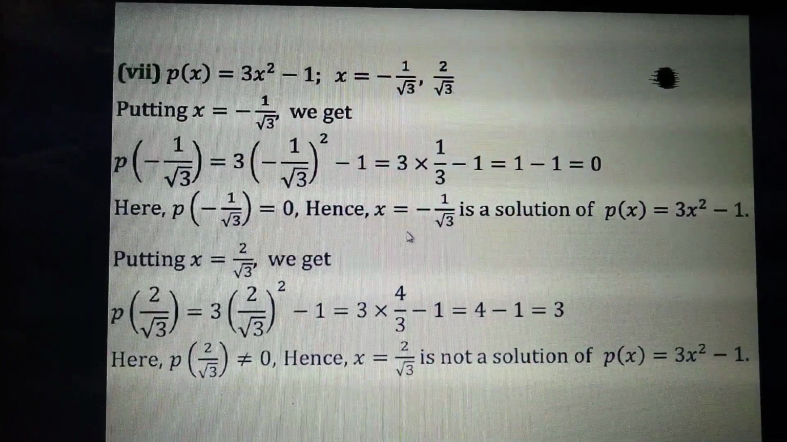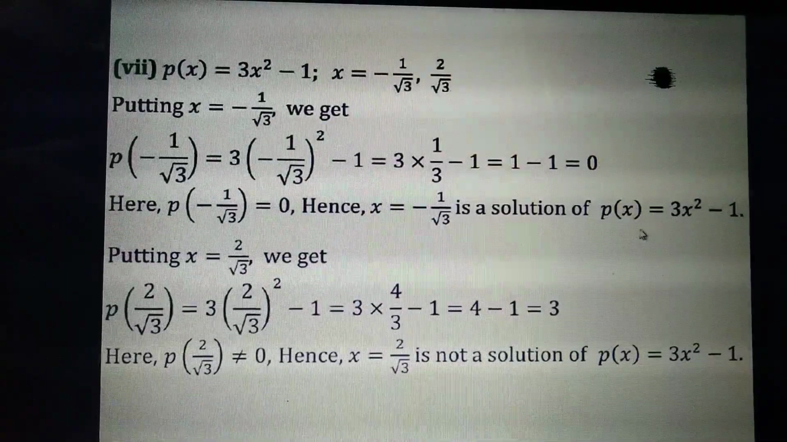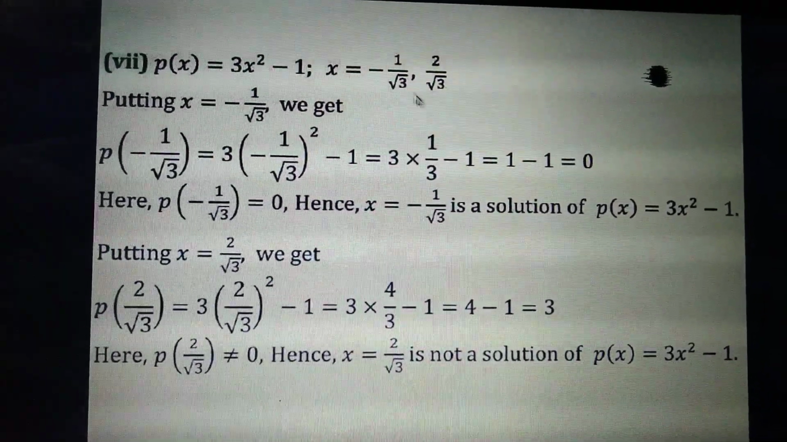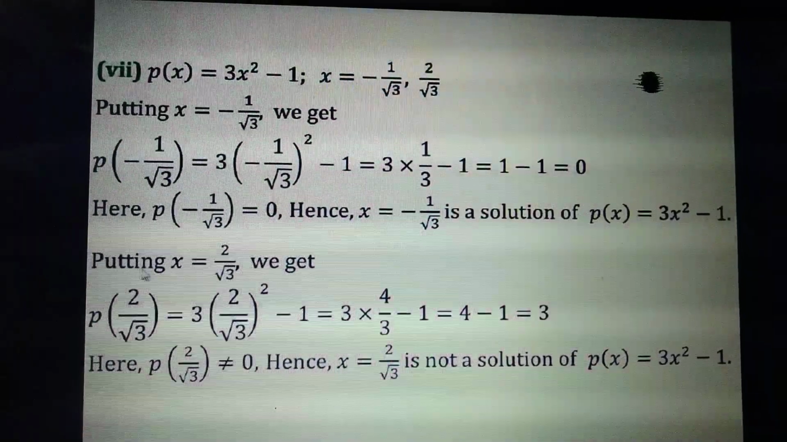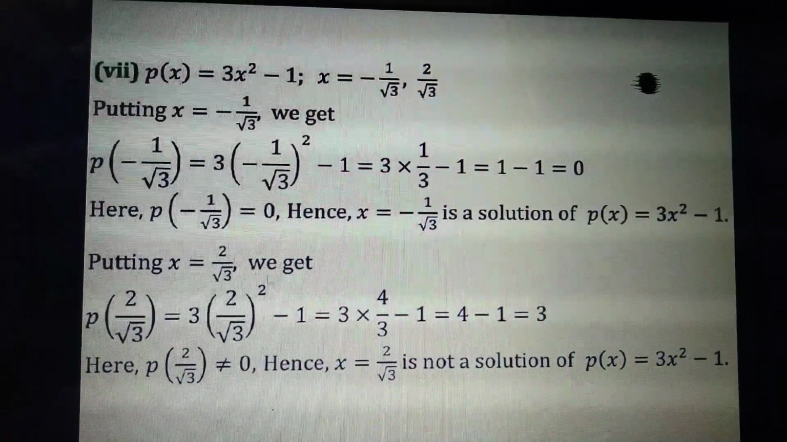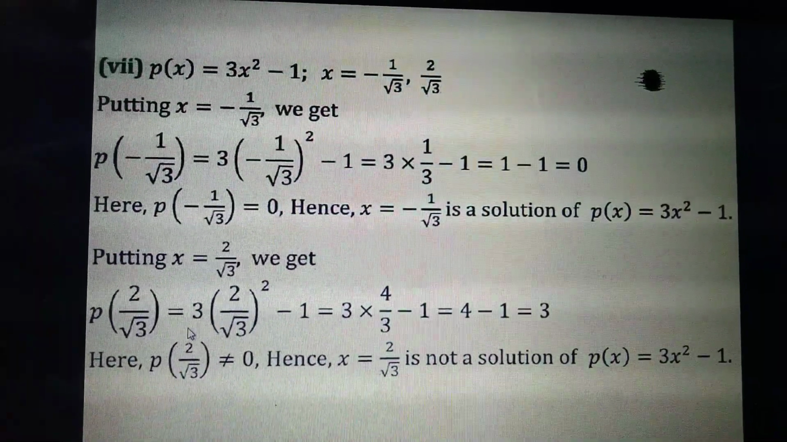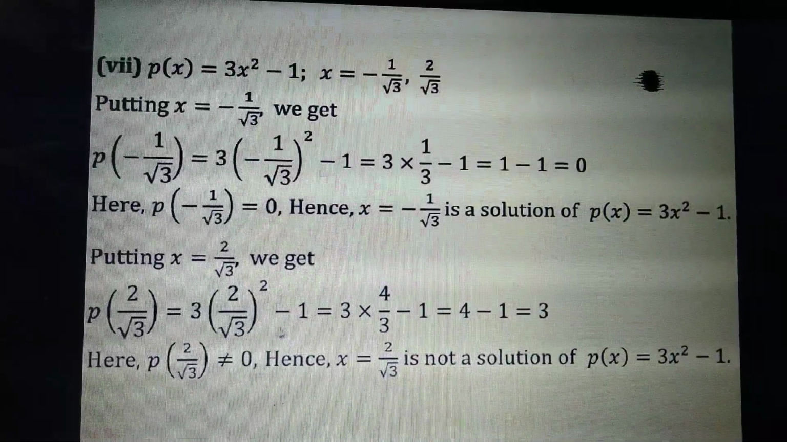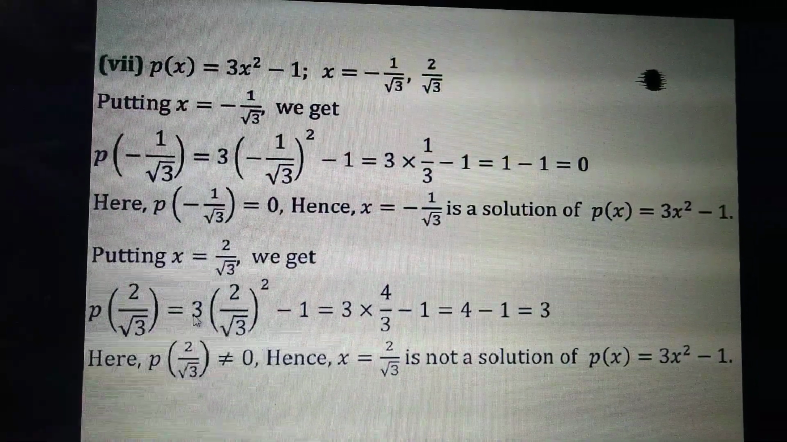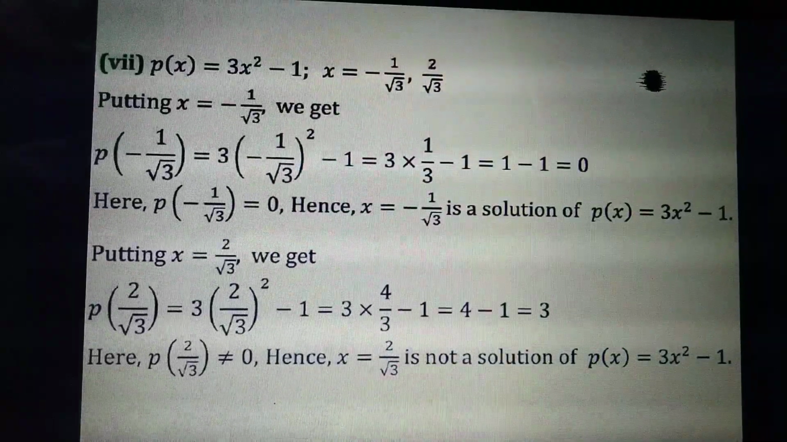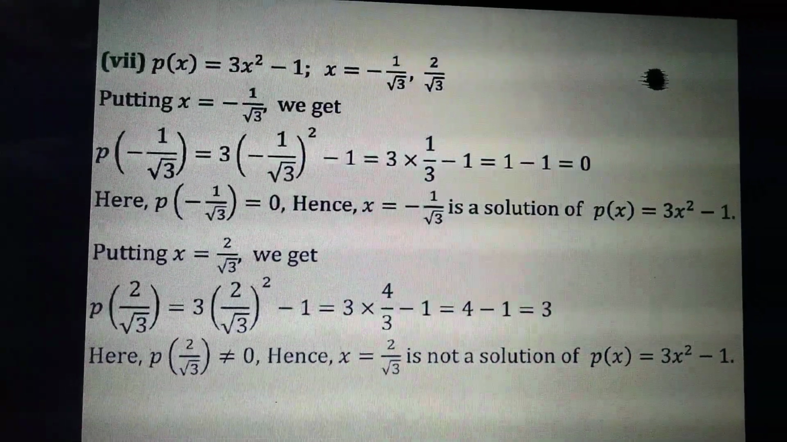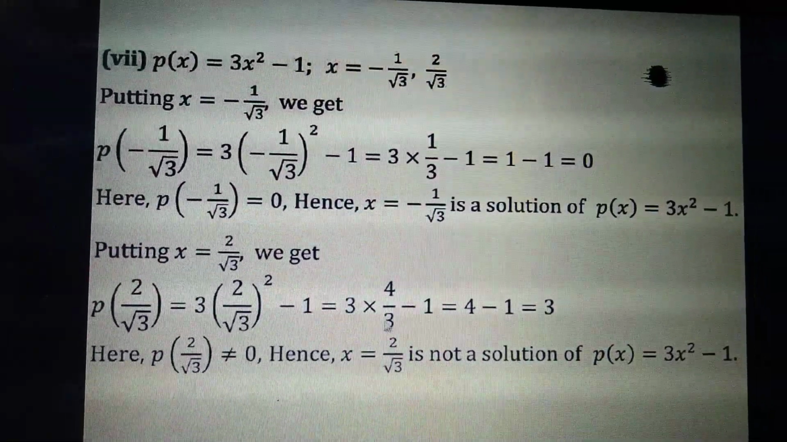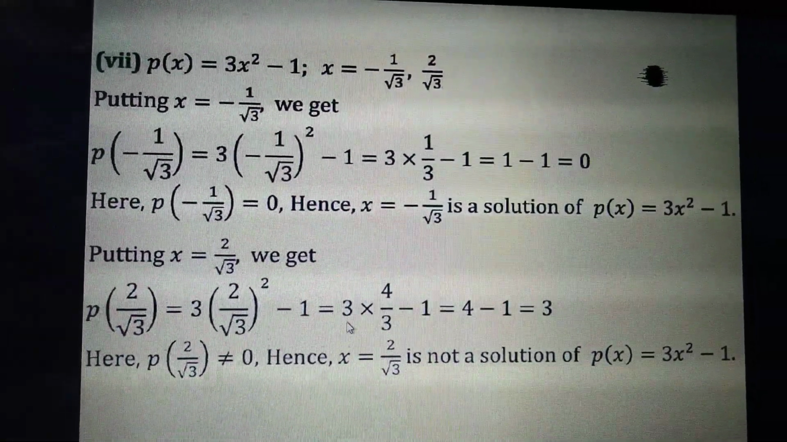Hence x equal to minus 1 by root 3 is a solution of P of x equal to 3x squared minus 1. Next we want to substitute the second value which is given. So putting x equal to 2 by root 3, we get P of 2 by root 3 is equal to 3 into 2 by root 3 whole squared minus 1, is equal to 3 into 2 squared 4, root 3 the whole square 3, minus 1. So 3 get cancelled. Here the answer is 4. So 4 minus 1 is equal to 3.